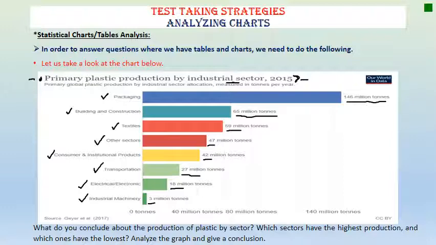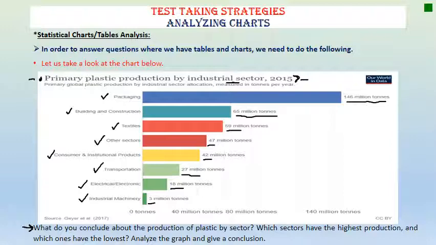Now, when you are taking a look at such a graph or a chart, you take a look first at the biggest, and then the lowest. Then take a look at in between. My question will always be like this. What do you conclude about the production of plastic by sector?